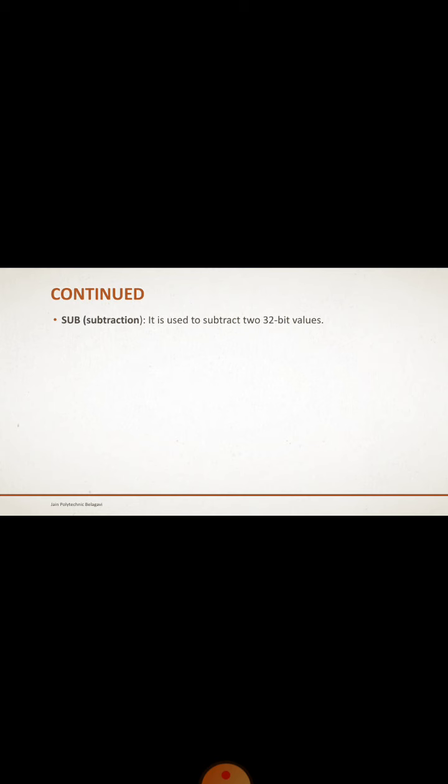The next instruction is subtraction, which is represented by SUB. It is used to subtract two 32-bit values. That is, Rd is equal to Rn minus N. Flags which get updated when subtraction is performed are N, Z, V and C.